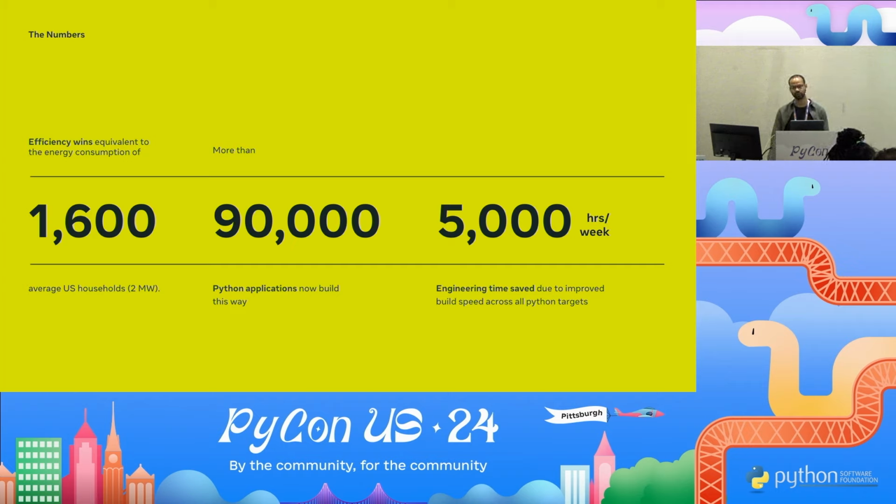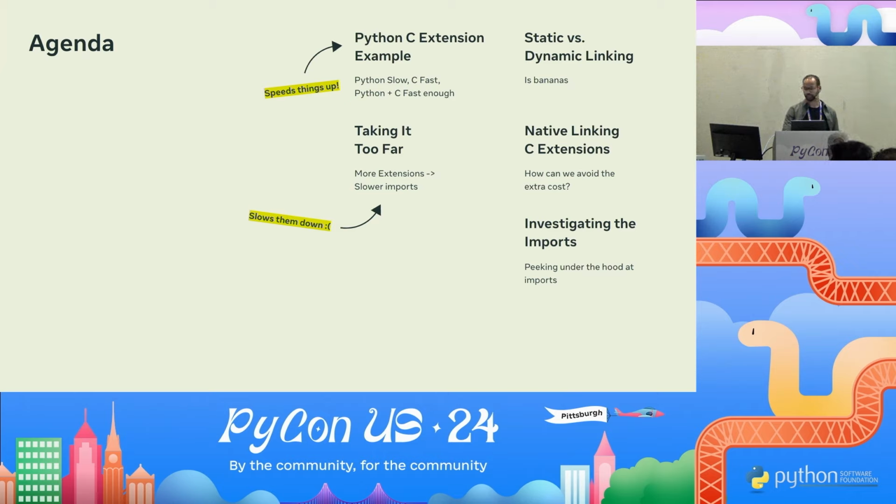Beyond those efficiency wins, we also saw a lot of build speed wins. Building Python is a thing you do when you have a ton of native code. In comparison to what we had before, we saw more than 5,000 hours a week of time saved.